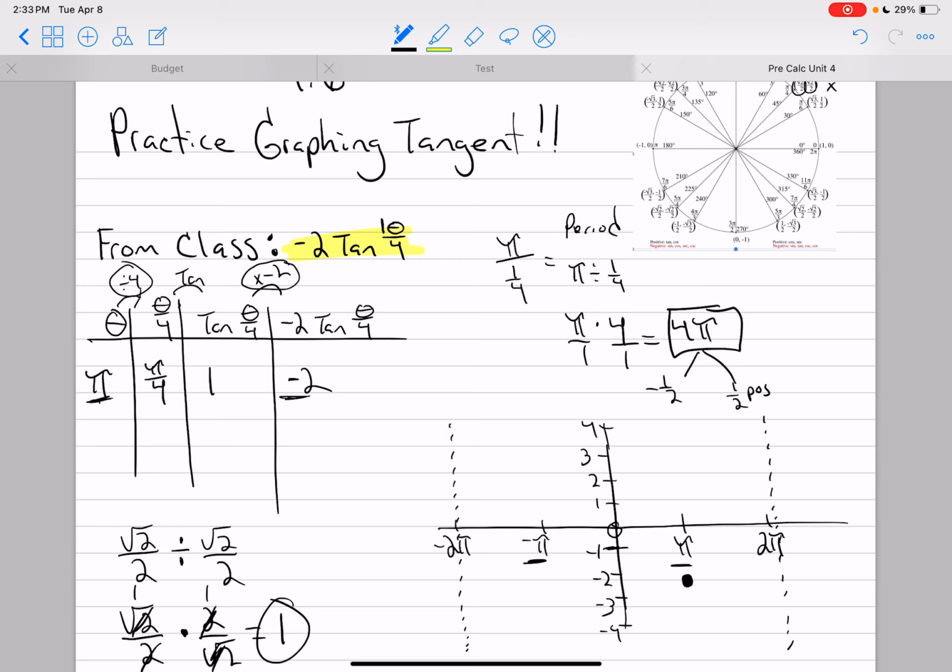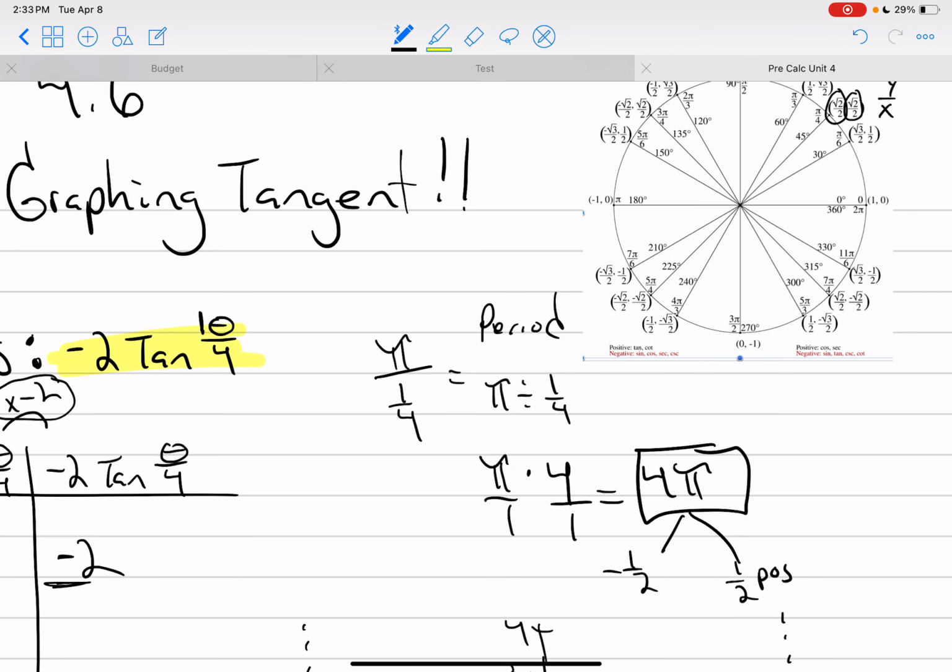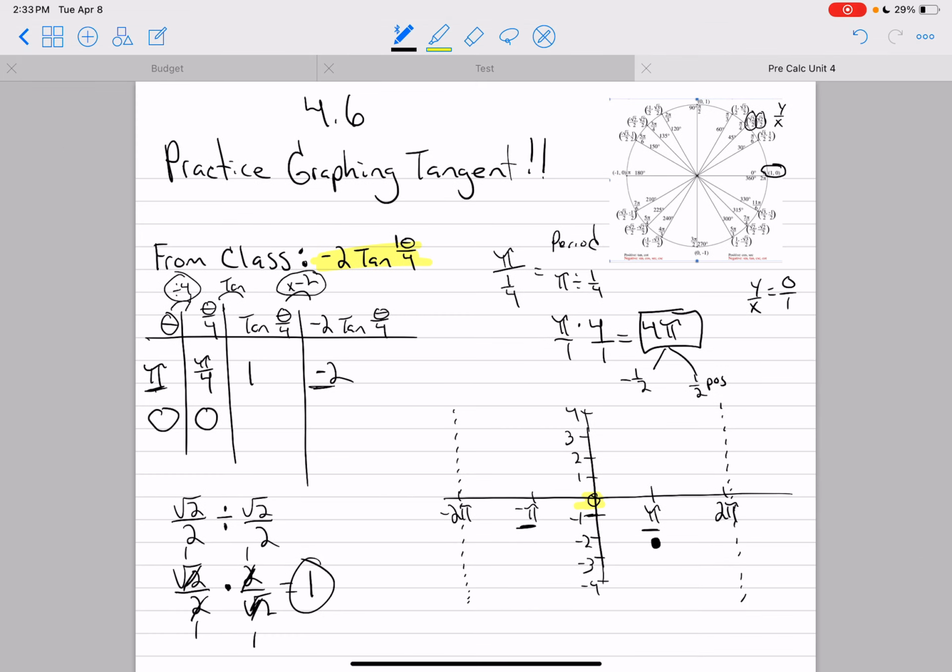Well, what if my angle now is 0? What if my input is 0? So 0 divided by 4 is 0. And the tangent of 0, which would be this right here, is y over x. So that would be 0 over 1. So the tangent of 0 is 0. And 0 times negative 2 is 0. So, okay, this one has a nice spot right there.